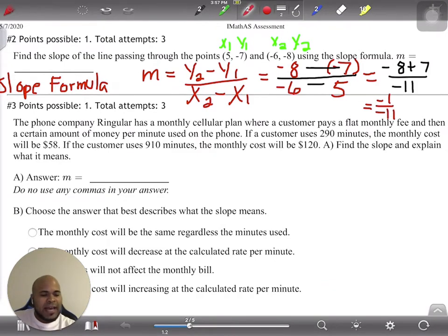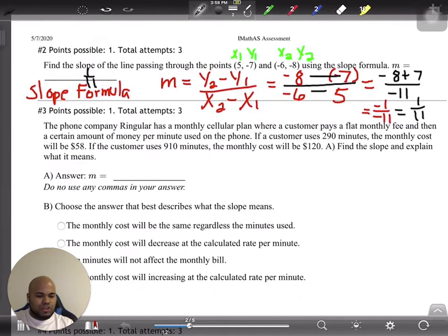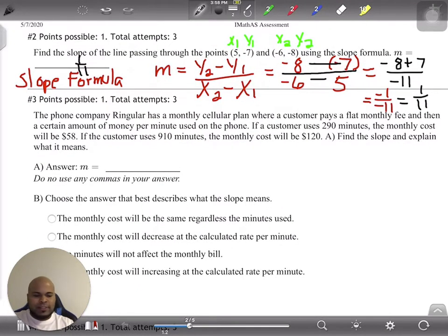But I cannot have a simplified answer with two negatives. So this is really positive 1 over 11. So the answer here will be positive 1 over 11. All right. Are there any questions? If you have any questions, just go back and rewind so that you can see how to properly use the slope formula. All right, number 3.